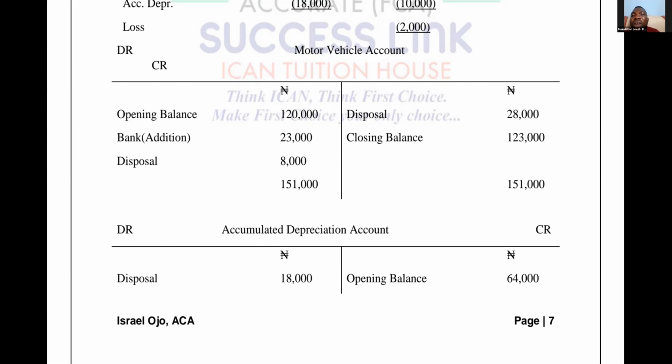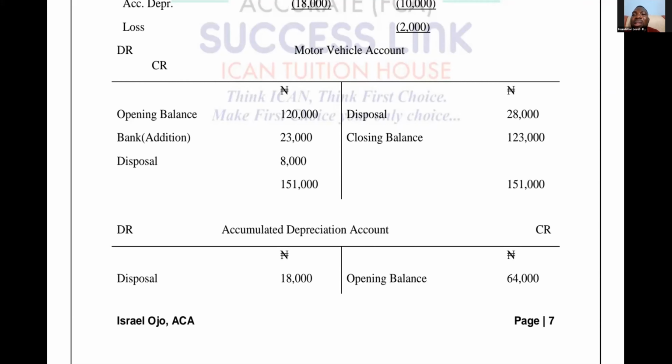But we are letting go of an old car worth 8,000. So 31,000 minus 8,000 will give us 23,000. So the actual amount of money paid is 23,000. So what do we do on that? You now go to your bank account and credit it, because an outflow is reducing your asset, your bank. So you credit it with 23,000.